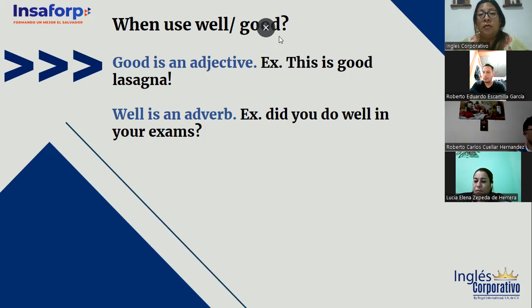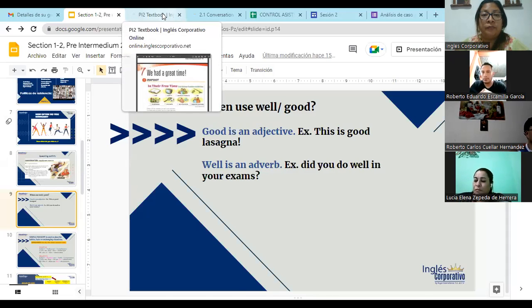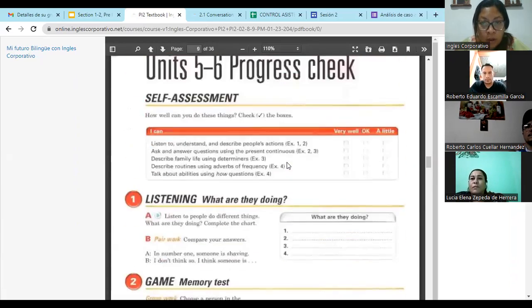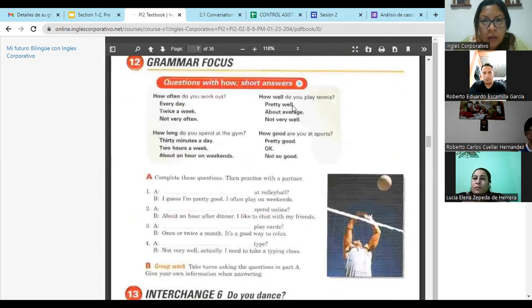Y teníamos los ejemplos que teníamos acá. How good are you at sports? Entonces está hablando de usted. O sea, está hablando de una persona. How good are you at sports? Pero, por ejemplo, si voy a ser más específica acerca de la acción, how well do you play soccer? ¿Okay? Ya no estoy hablando en sí de la persona, sino de su acción, de cómo juega. Entonces, ahí voy a utilizar well. Yes, Lucia. Yes, teacher. Thank you. Okay. Muy bien.